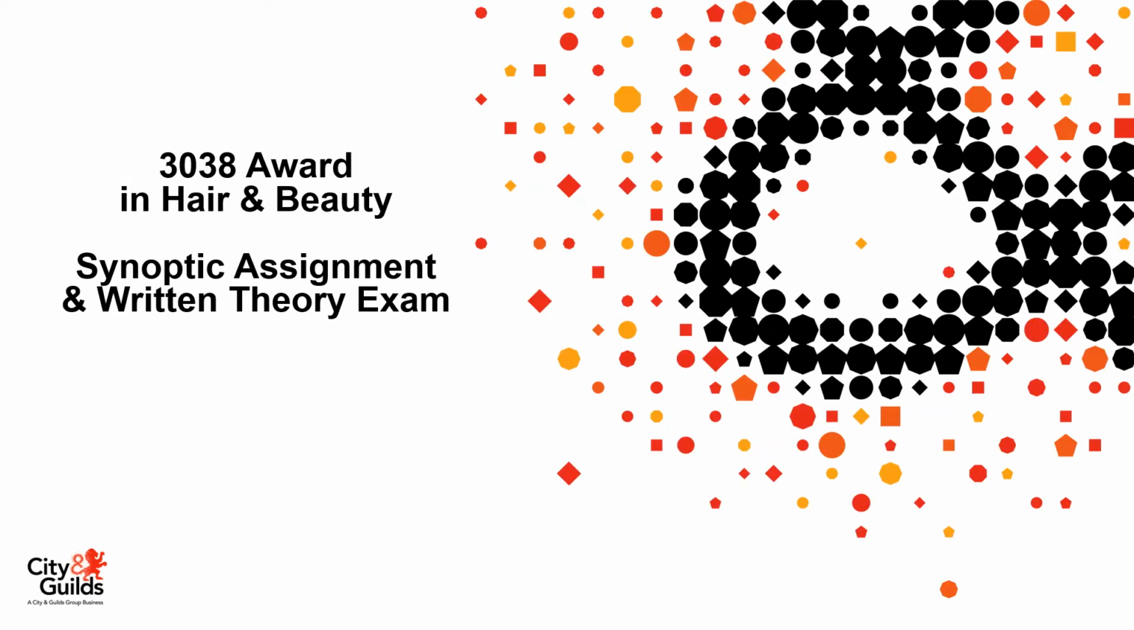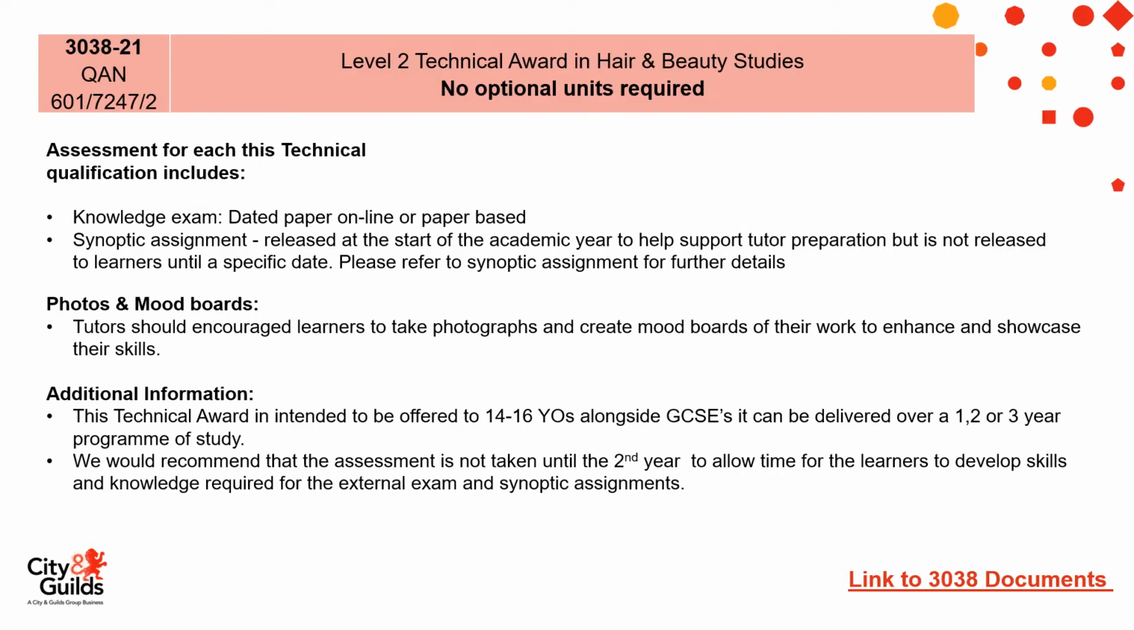Now let's take a look at the synoptic assignment and the written theory exam. The award in Hair and Beauty Studies has 3 mandatory units and no optional units. The assessment for this qualification will be a knowledge exam, either online or paper-based, and a synoptic assignment, released at the start of the academic year to help support tutors' preparation but not released to the learners until a specific date. Please refer to the synoptic assignment for further details.